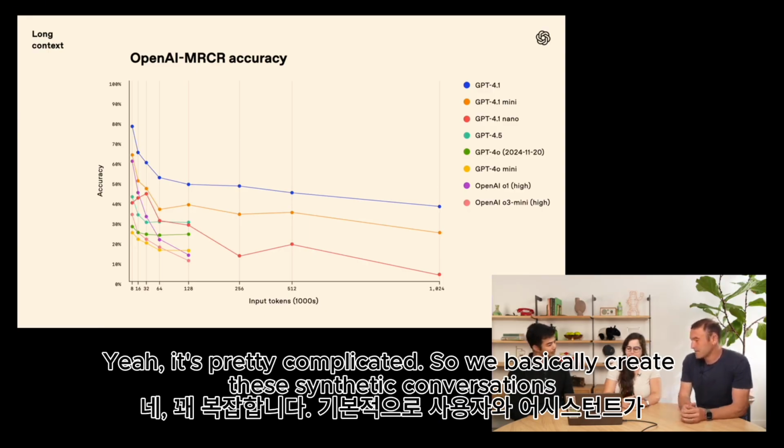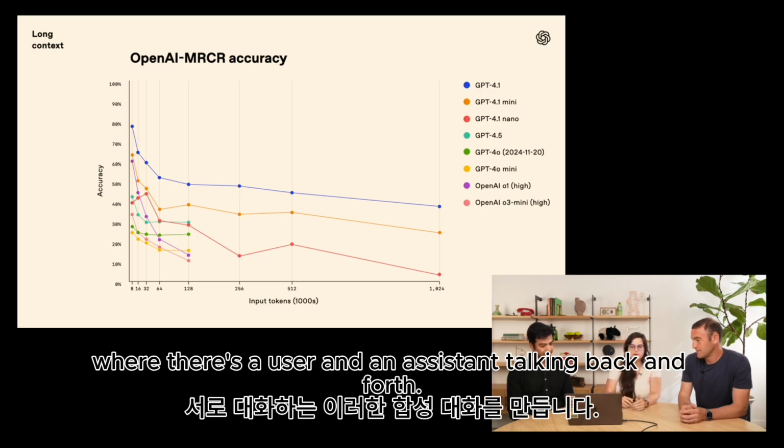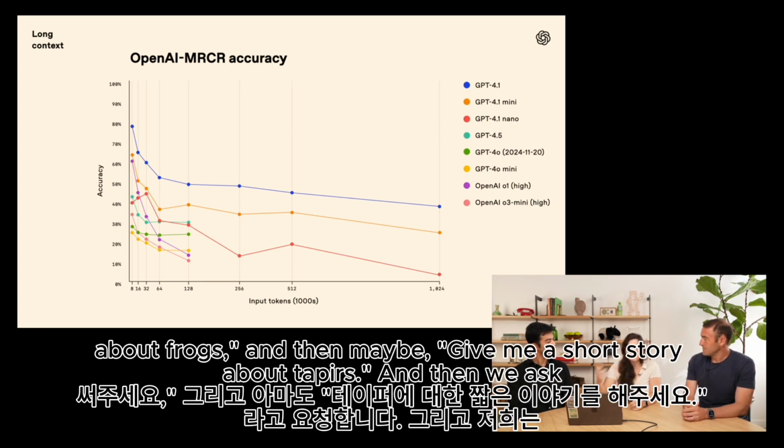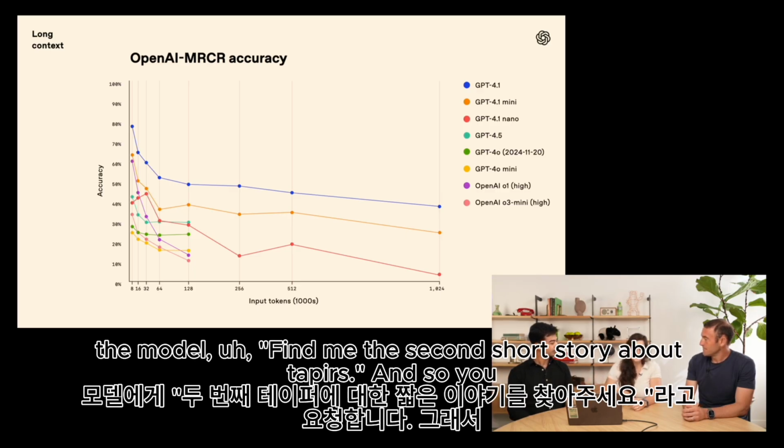Yeah, it's pretty complicated. We basically create these synthetic conversations where there's a user and an assistant talking back and forth. And the user is asking for things like, give me a poem about tapirs, and then give me a poem about frogs, and then maybe give me a short story about tapirs. And then we ask the model, find me the second short story about tapirs.